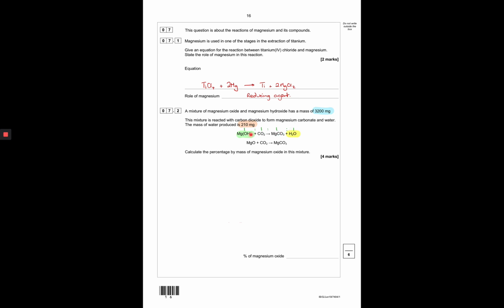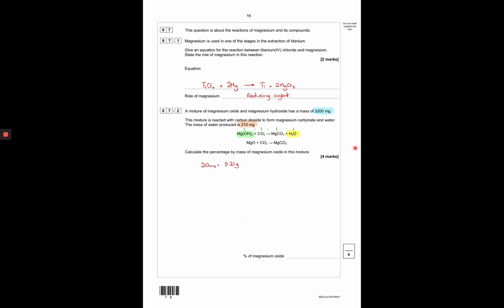And look, there's a 1-to-1 ratio. So however many moles of water were produced, there must have been that many moles of magnesium hydroxide. And then once you have the moles of magnesium hydroxide, you can work out the mass of magnesium hydroxide. And once you have the mass of magnesium hydroxide, you can work out how much magnesium oxide was in the original mixture.